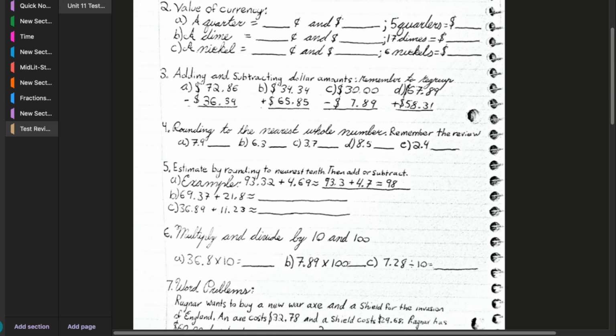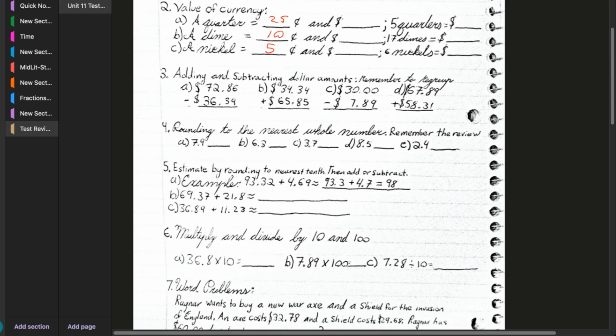Okay, value of currency. I'm not going to go into this much, just to see here quickly. A quarter is worth 25 cents. A dime is 10 cents, and a nickel is 5 cents. So if you got any of those wrong, you'll get everything else wrong. So make sure that you get this right to start with.